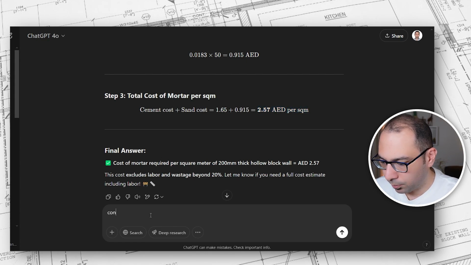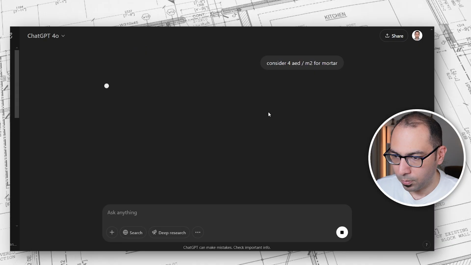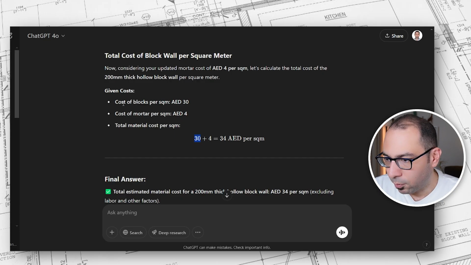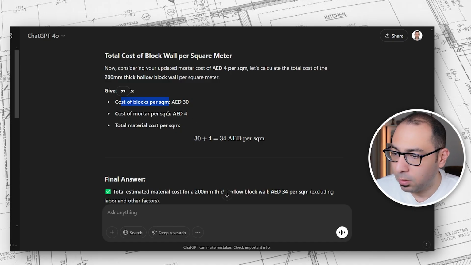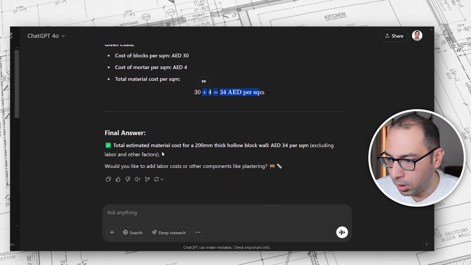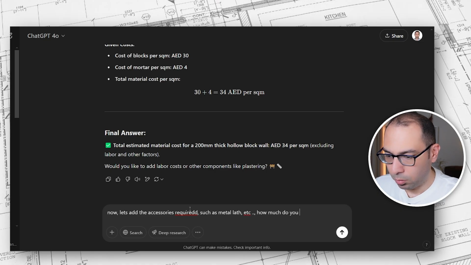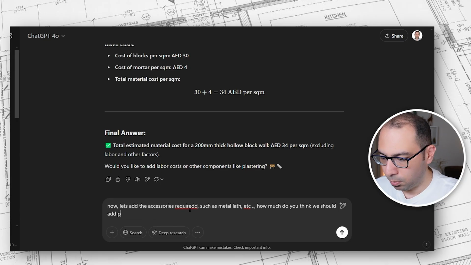Okay. Consider 4 dirhams per square meter for mortar. Okay. All right. So 30 for the supply of the blocks as per the previous calculation, and 4 for the mortar. Okay. So that's 34 we are getting until now. Now, let's add the accessories required, such as metal lath, etc. How much do you think we should add per square meter?